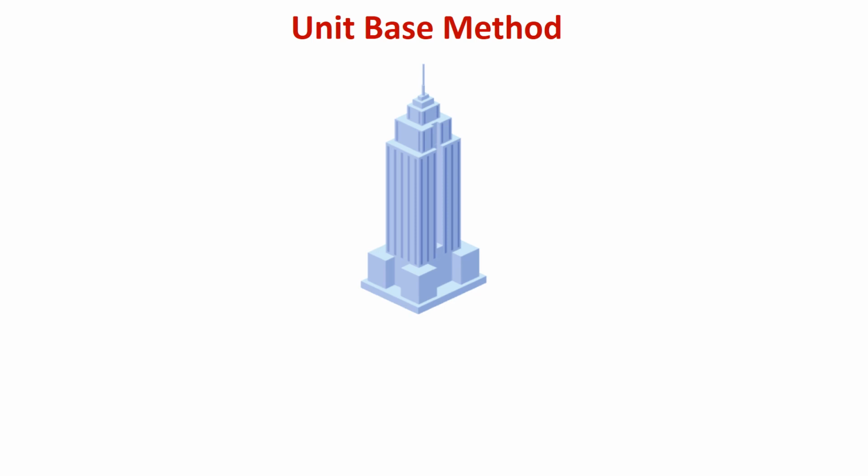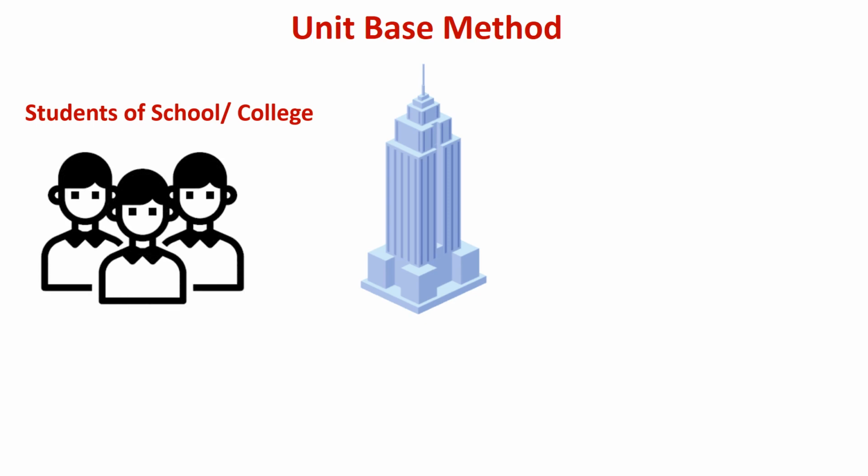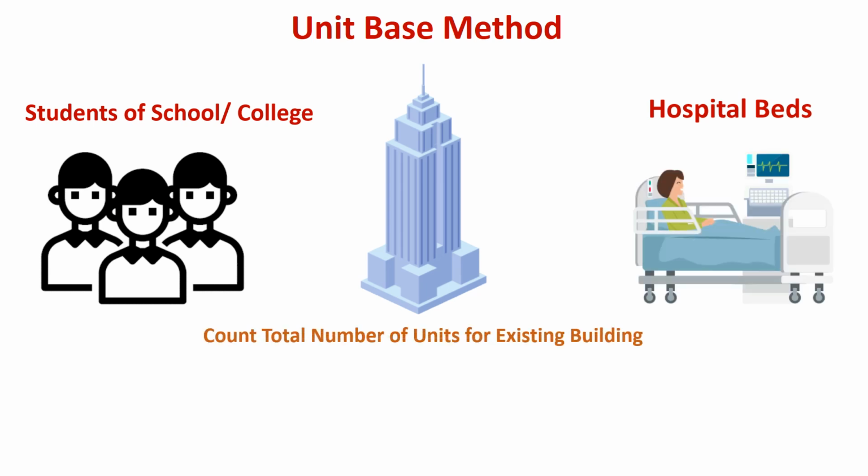So coming to the next, that is the unit base method. According to this method, the cost of a structure is calculated by multiplying by the total number of units. Unit means it may be a school or hospital beds. While considering a school building, the unit is the student, and while considering a hospital, the beds are our unit.